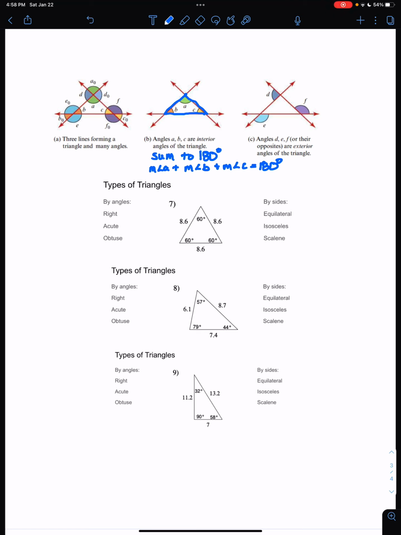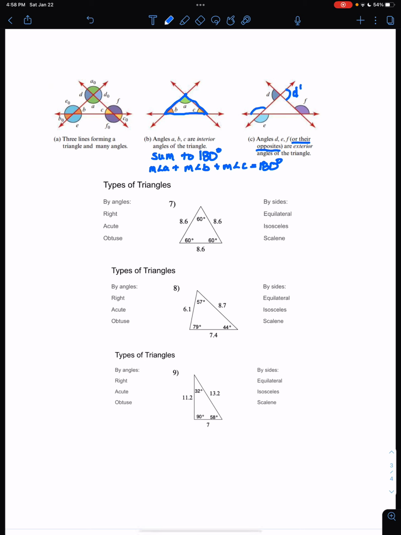of the triangle, and it says here, or their opposites. So what we mean by that is we have D here or the one over here on this side, which we could call D prime. And remember, what's the relationship between D and D prime? If you remember from a previous video, they are vertical angles. So they should be congruent to each other.